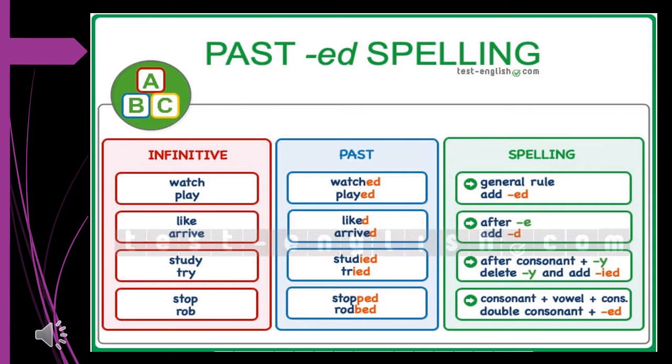Here, some verbs, like watch and play, I put ed at the end. Like arrive ends with E, so I'll just put d at the end. Study and try end with Y and before Y is a consonant, so I'll omit Y, I'll delete Y and put ied. Stop and rub end with consonant, vowel, consonant, so I'll do what? I'll double the last letter and put ed.